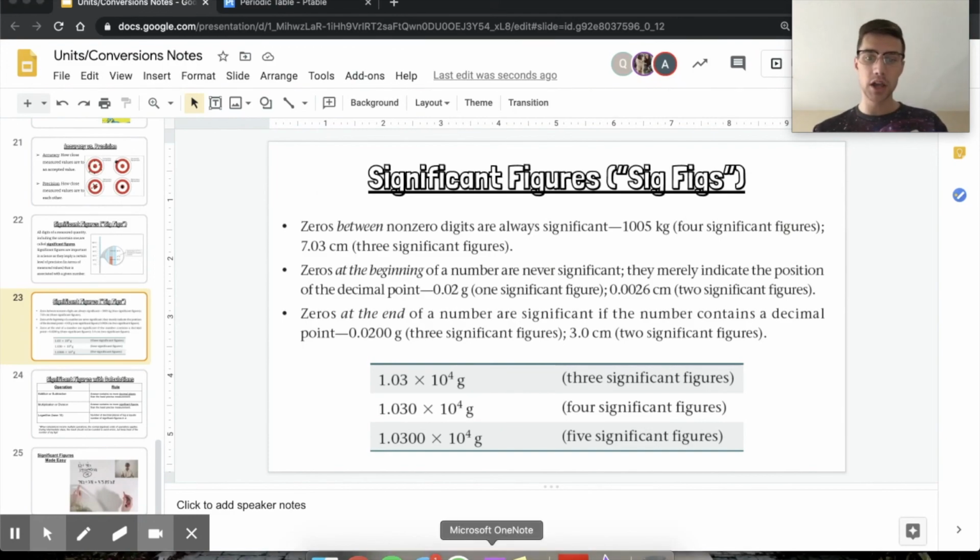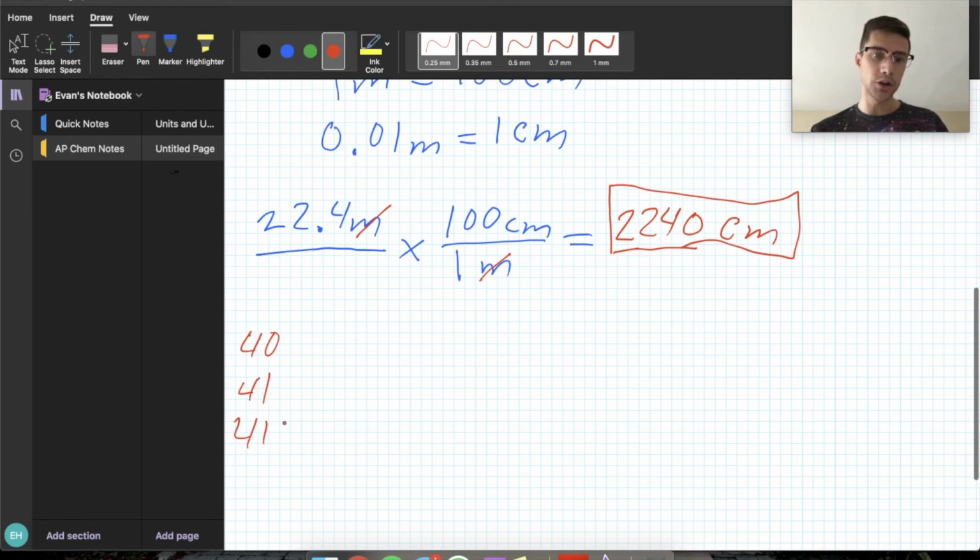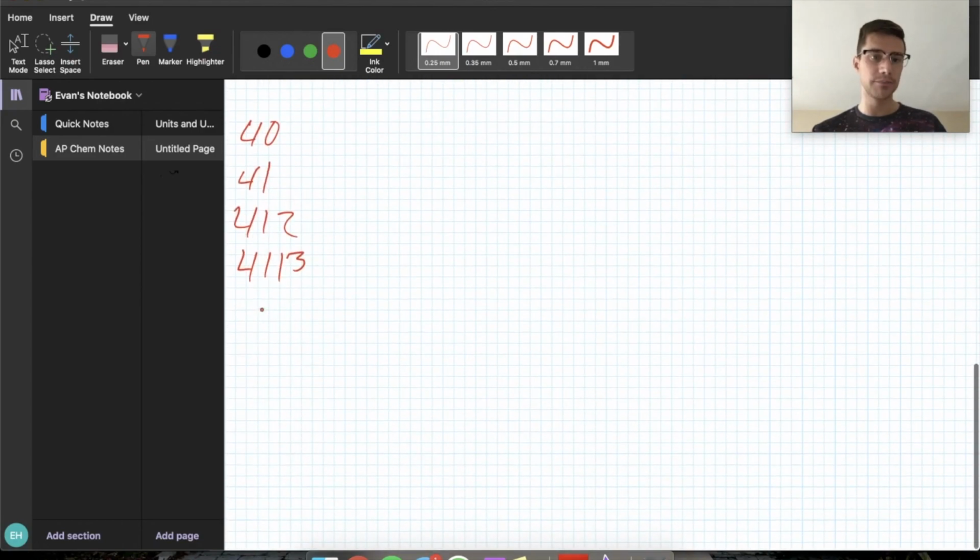Now, what do I mean by you're always going to count it? Well, when we talk about significant figures, it's basically looking at a number and determining whether all of the values in that number are significant. So here are a couple numbers: 40, 41, 412, 4013, 4113, 41.13, 41.130. These are a bunch of different numbers, and depending on what's in them, they have different amounts of significant figures.